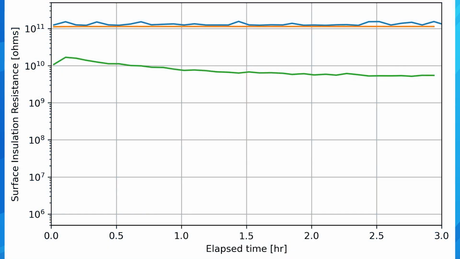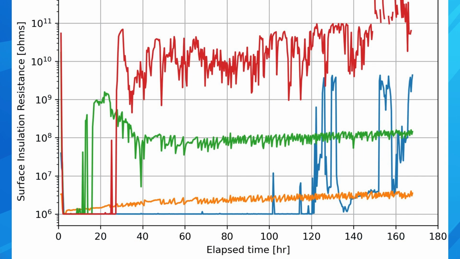Alright, now let's look at some SIR plots. This is what you want it to look like. Notice how we have a nice, steady line above the log 8 ohm mark. This, on the other hand, would be considered a failure. The measurements are very sporadic and end up well below the log 8 ohm limit.